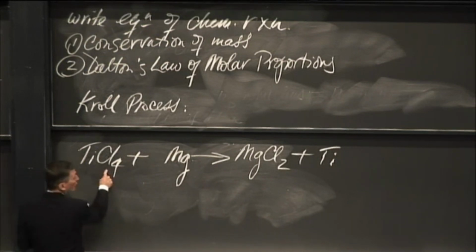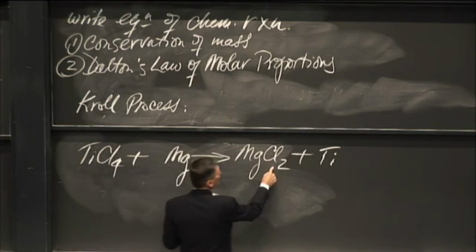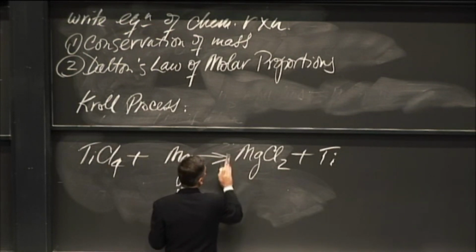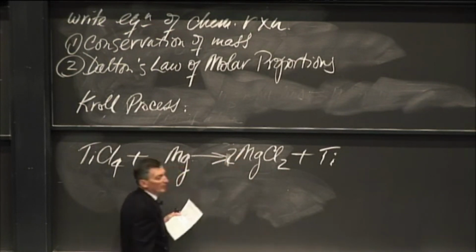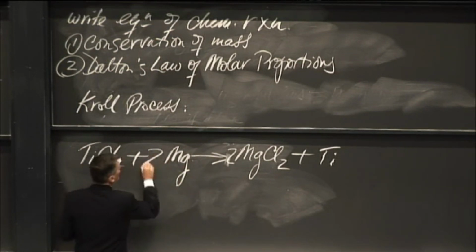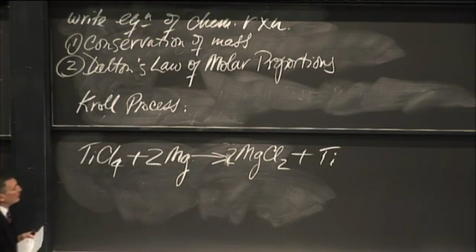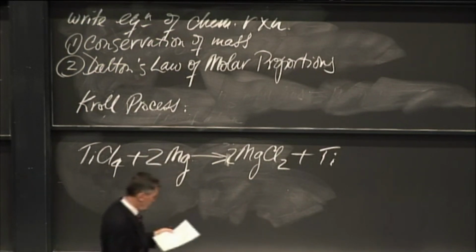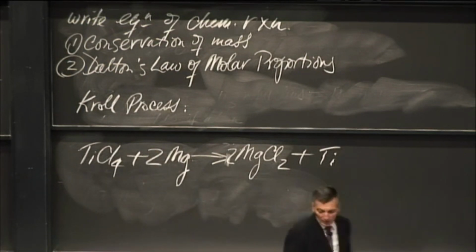Now, we have to have conservation of mass. So you can see I've got 4 chlorines on the left, but only 2 chlorines on the right. So I'm going to put a 2 here and double the magnesium chloride. But now I've got 2 magnesiums on the right and only 1 on the left. So I'll put a 2 in front of the magnesium. And now we have a balanced equation.